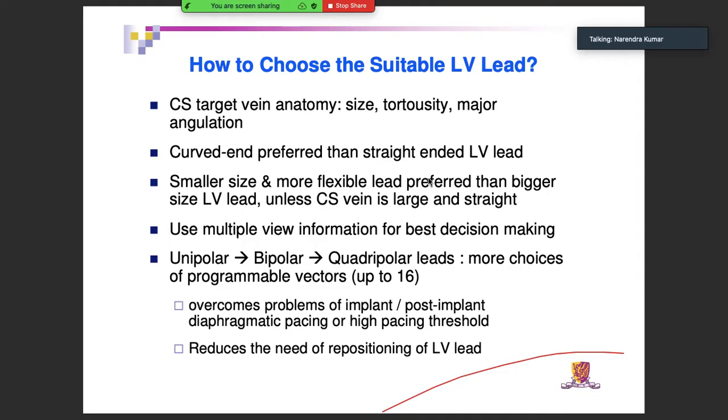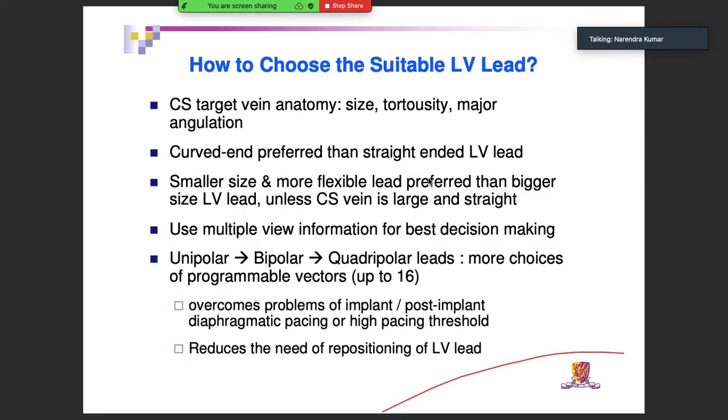So as I had already said, we should try to choose the LV lead depending on the coronary sinus target vein anatomy, size, tortuosity, and angulation as well. Always remember that we tend to prefer a curved end rather than a straight end LV lead, in fact. A smaller size and more flexible lead is preferred over a bigger size LV lead, unless the coronary sinus vein is large and straight.